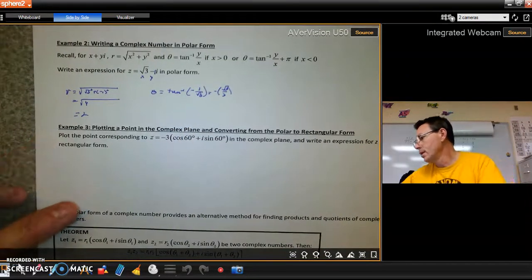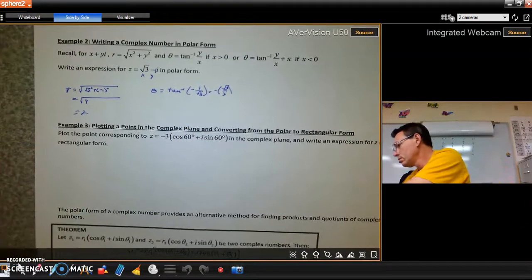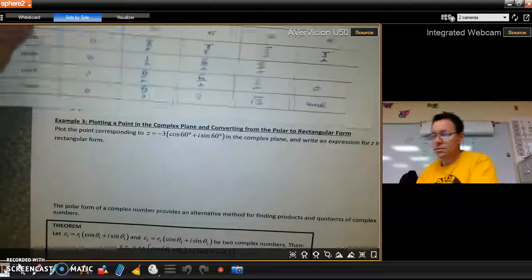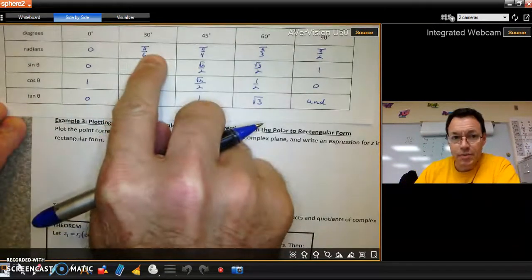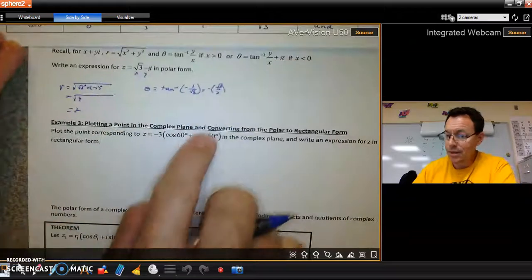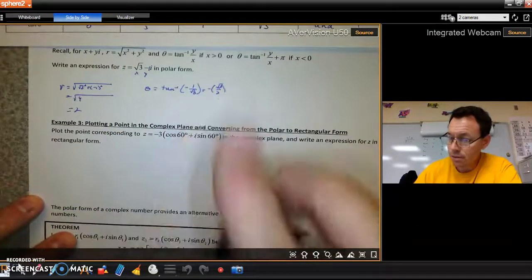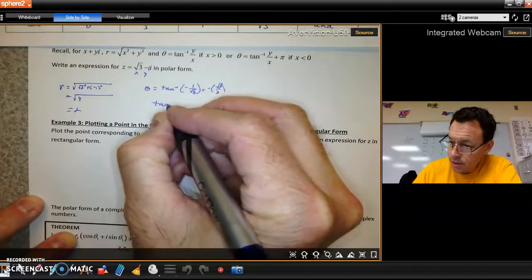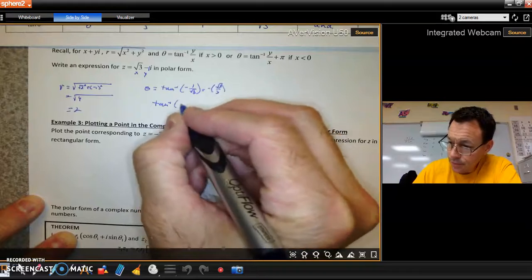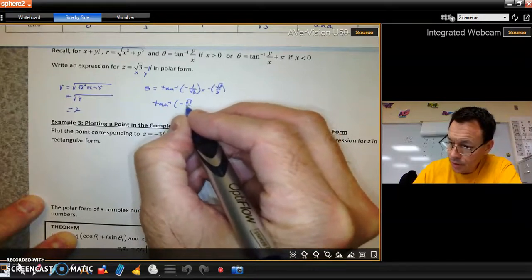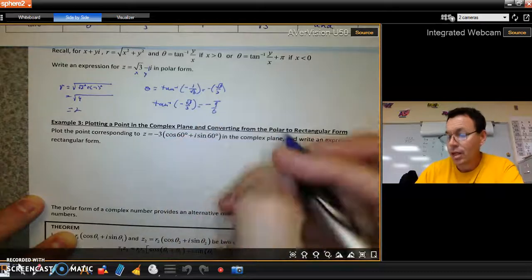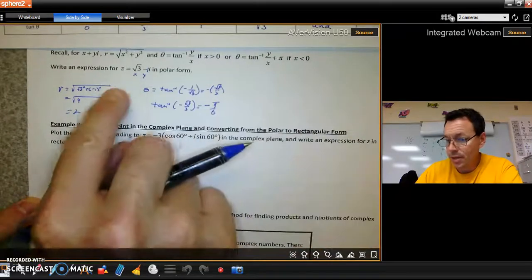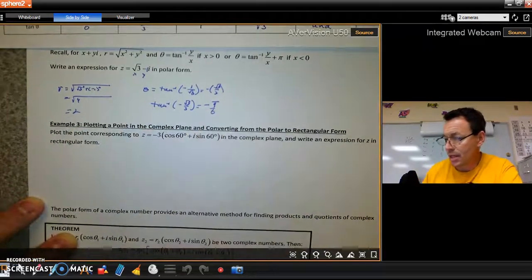Okay. Now, if you've got your chart handy, radical 3 over 3, the angle's pi over 6. Now this is a negative, so it's going to be negative pi over 6. So inverse tangent of negative radical 3 over 3 is negative pi over 6. We're not going to add pi to this because our x value is positive, so that's the angle we want.